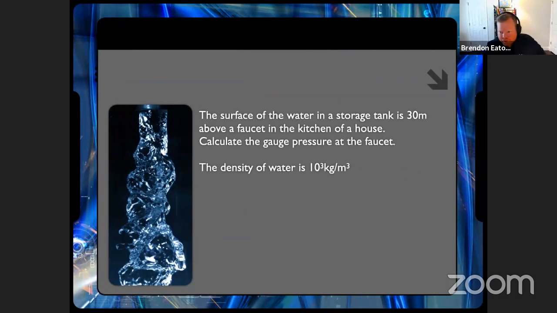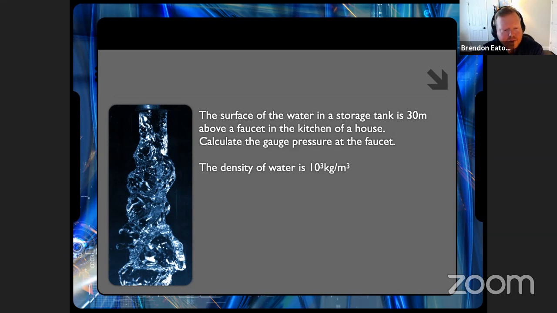And let's see how this works out mathematically. The surface of the water in a storage tank is 30 meters above a faucet in the kitchen of a house. Calculate the gauge pressure at the faucet. Well, we know that the density of water is 10 to the third kilograms per meter cubed. And I think Mr. Mancino just gave us an equation that we can use. It's a change in pressure is equal to rho g delta h. That's straight from his derivation.